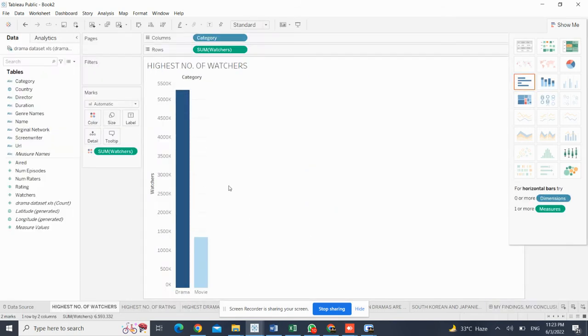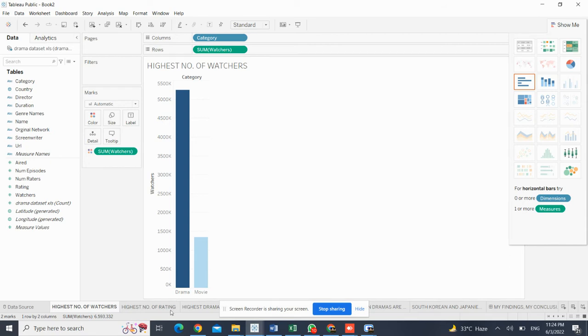On the very first sheet, I used category and most watchers. There are two categories, either dramas or movies. It shows that dramas are watched the most because they have the highest number of watchers, and movies are not watched as much. Once a movie is watched once, so I think the watchers are fewer.